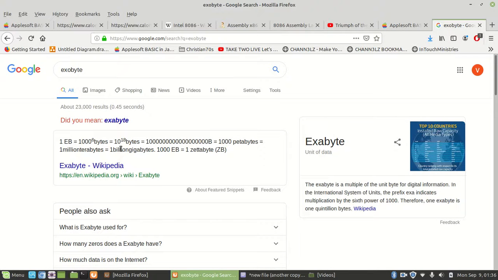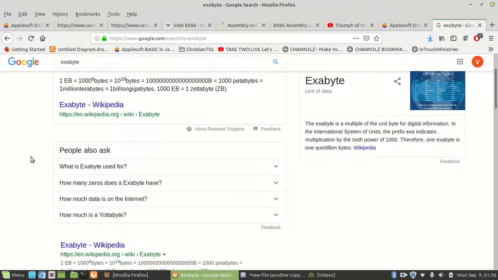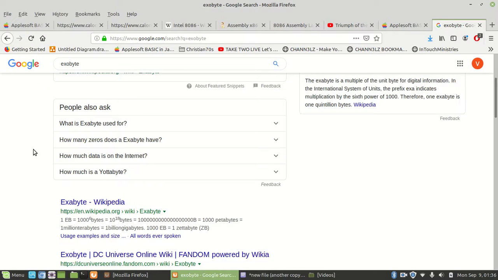Yeah, 2 to the 10. A billion gigabytes. Yeah, an exabyte. A terabyte is 1,000 gigabytes. Oh, an exabyte is really big. That's like a billion. Exabytes like that is what we're talking about when we're talking about 64-bit memory.